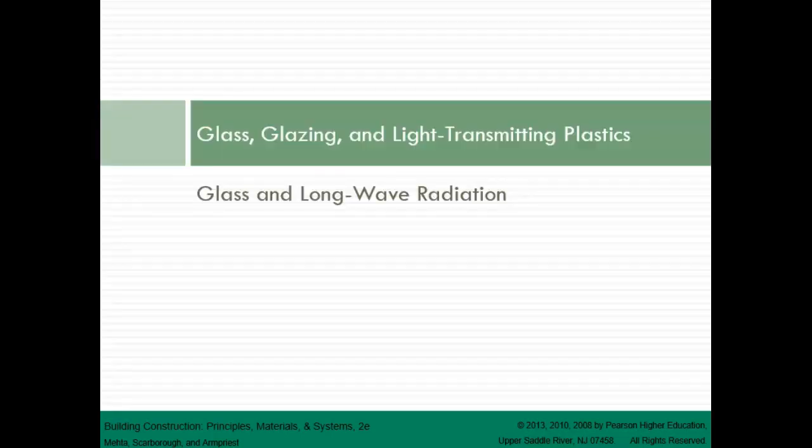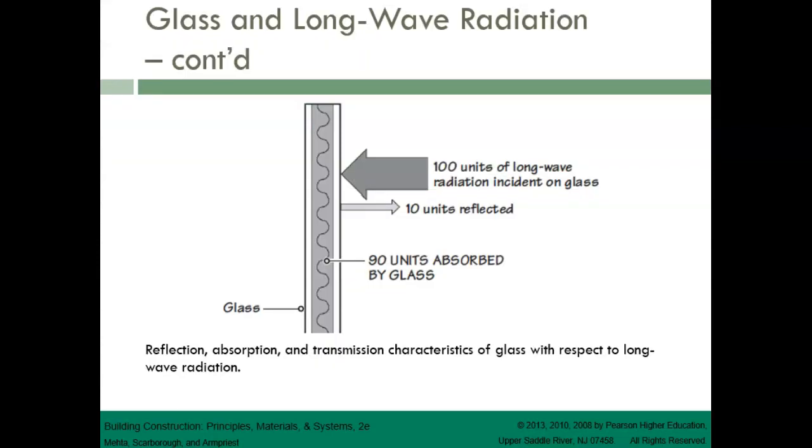Let's take a look at glass and long-wave radiation. The properties of glass, solar heat gain coefficient, visible transmittance, and ultraviolet transmittance discussed previously are relevant only with respect to solar radiation. The properties of glass with respect to long-wave radiation are shown diagrammatically on this slide.